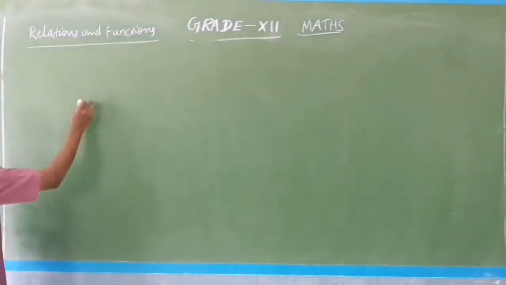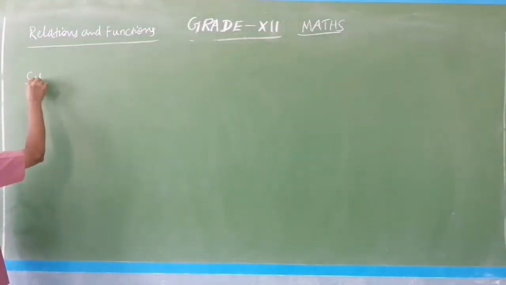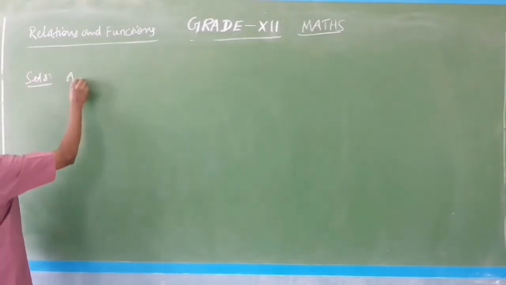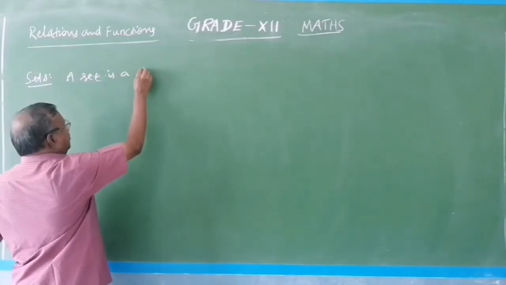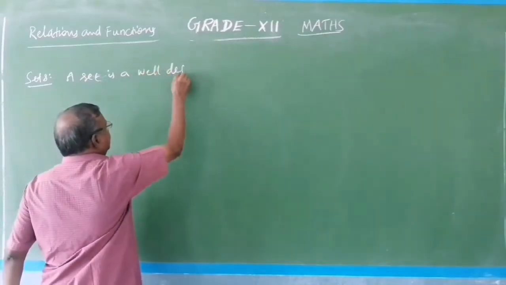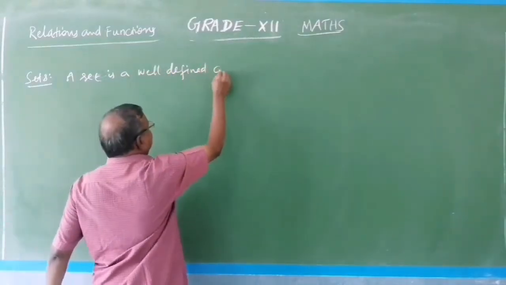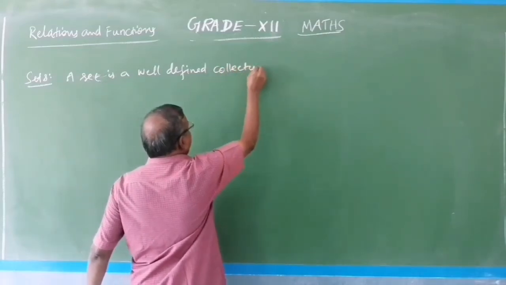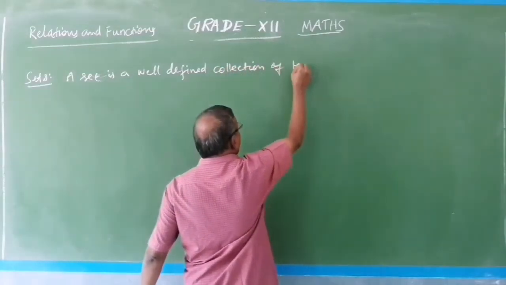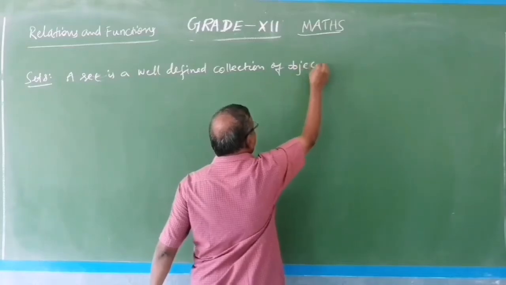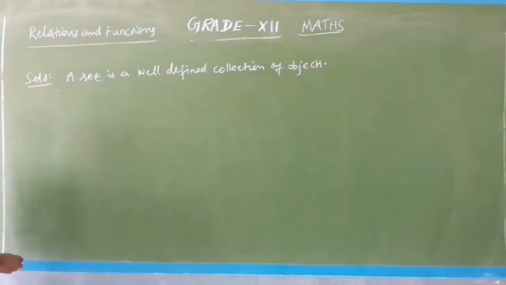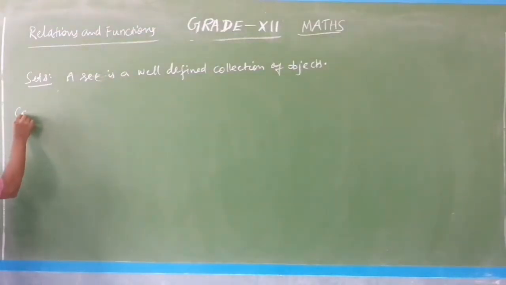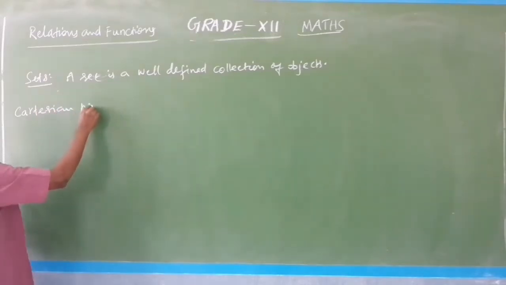Before that, let us see what is a set. A set is a well-defined collection of objects. Well-defined collection of objects. We have already studied this in 11th standard. And next one is Cartesian product.